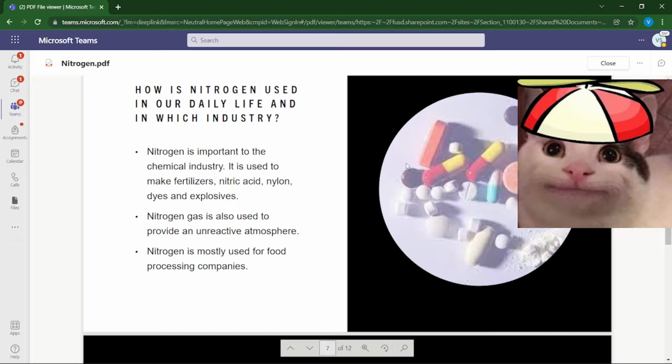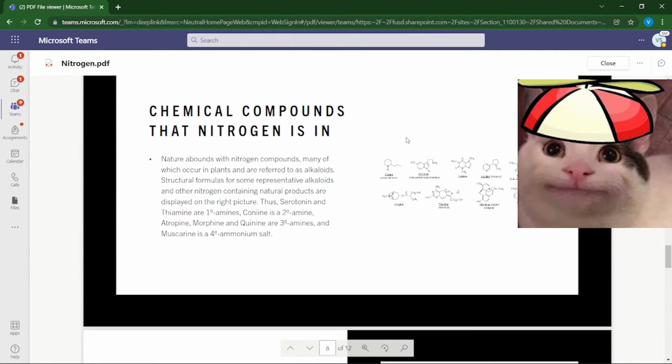How is nitrogen used in our daily life and in what industry? Nitrogen is important to the chemical industry. It is used to make fertilizers, nitric acid, neon, dyes, and explosives. Nitrogen gas is also used to provide an unreactive atmosphere. Nitrogen is mostly used by food processing companies.